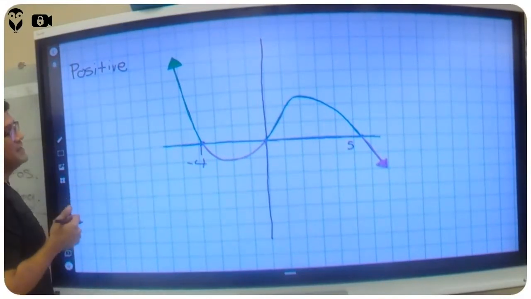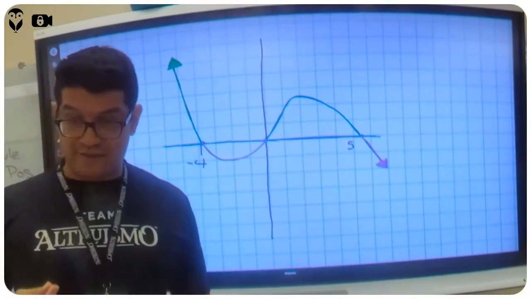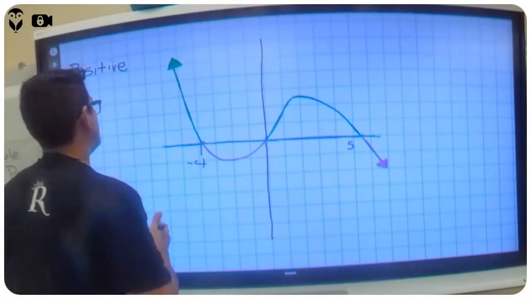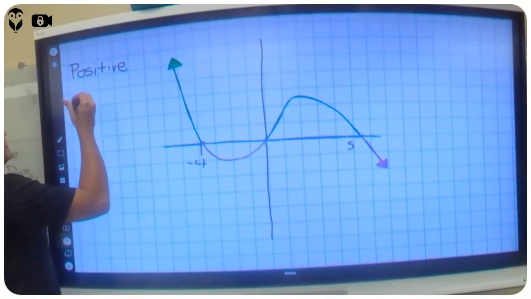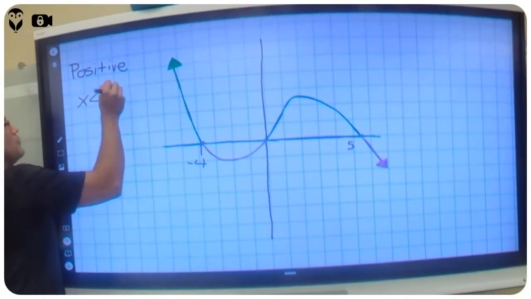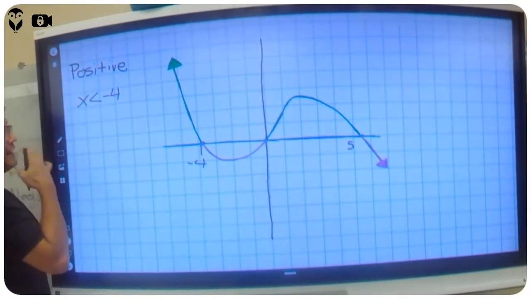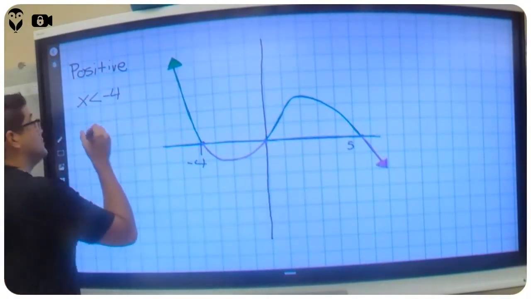Okay, when is it positive? When you describe a location, you use X to describe a location. So location starts here, so -4, right? Anything on the left, -4. So when X is less than -4, it's positive. And from here to here, right? So from 0 to 5 also.